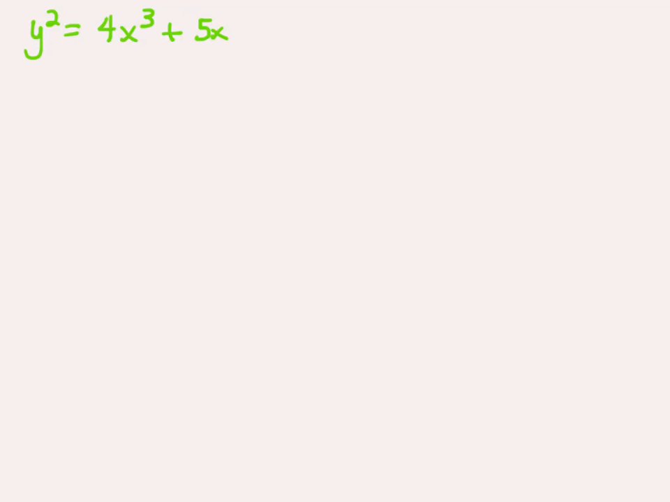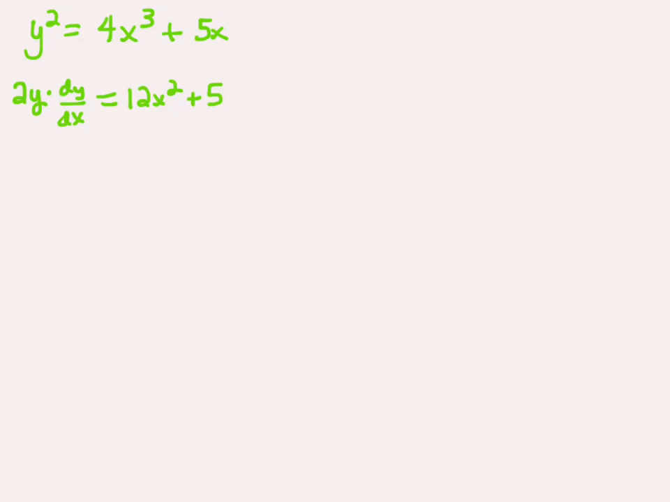I'm going to take the derivative of every term with respect to x. And so that means when I take the derivative of the y squared, I'm going to treat that y like a something, and so this becomes 2y times dy dx, applying the chain rule in that situation. Over on this side, 4x cubed, that derivative would be 12x squared, and the derivative of 5x is 5.